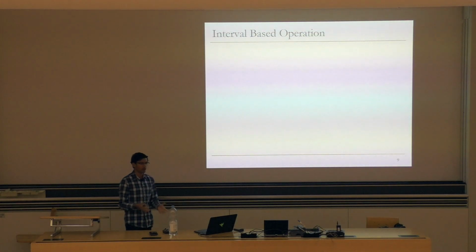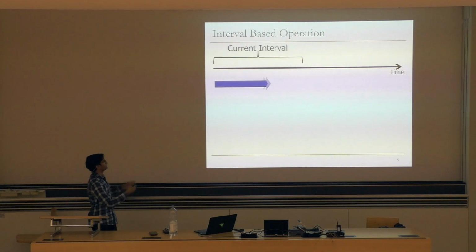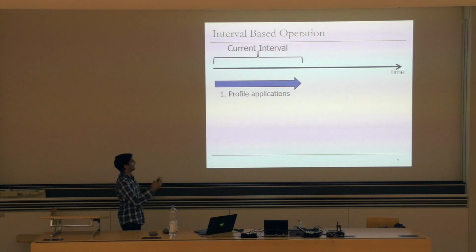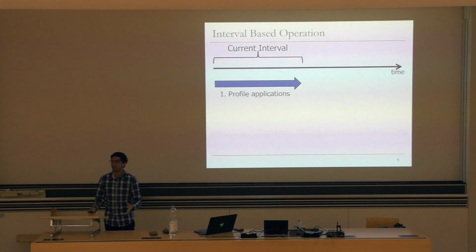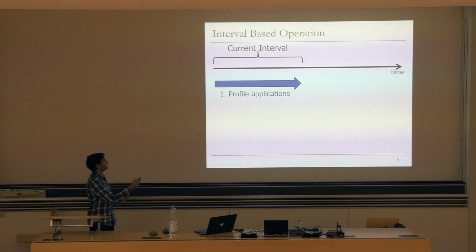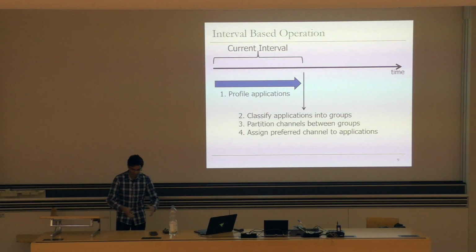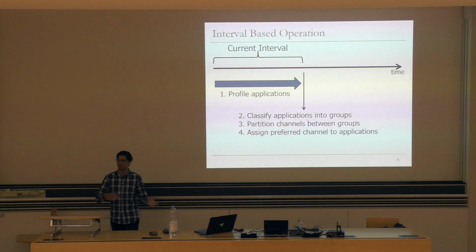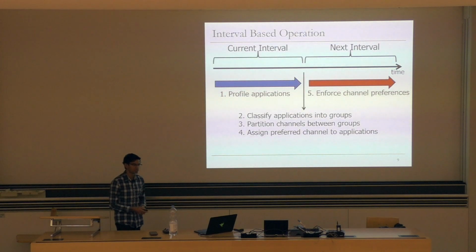So memory channel partitioning operates over time in intervals, right? So here's a timeline axis. The first part is the current interval that we're running on, and we use that time to profile the applications, right? As I said, we have modifications in the memory controller to measure both the memory intensity and the row buffer locality of the different applications. Then at the end of the interval, we do steps 2 through 4 with the help of the system software, and we figure out what decisions we need to make and which applications fall into which groups. And finally, in the next interval, we enforce the channel preferences that we determined through steps 2 through 4, right? And so we repeat this process as the system runs.